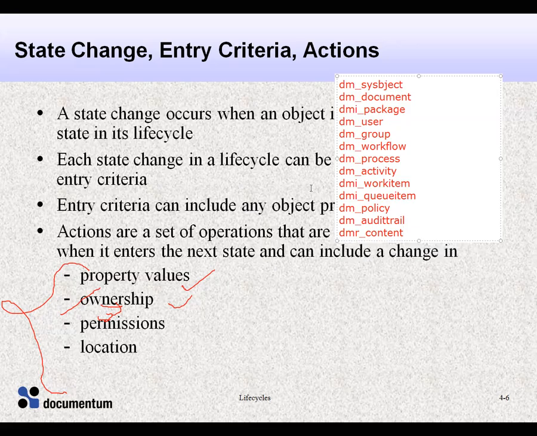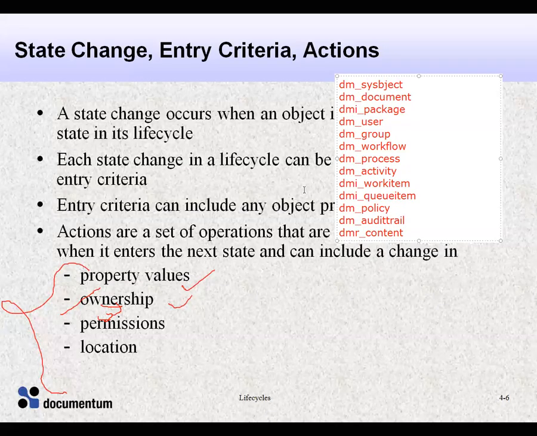So: sys object, document, package, user, group, workflow, process, activity, work item, queue item, policy, audit trail, content. Though a lot more are there, these are the few that are commonly used in Documentum. If you tell them these, then the rest can be okay. It is not always necessary to remember each and everything, but they will understand, because if you know this.